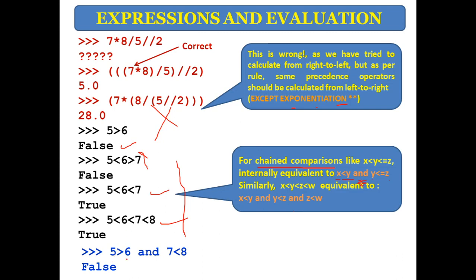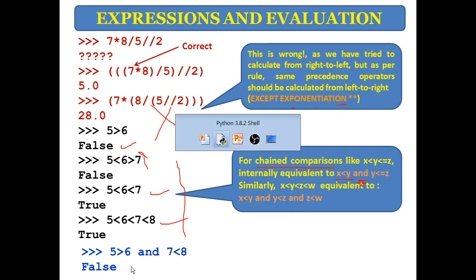Now check. This way it is calculated to true, false. 5 greater than 6. Sorry, here it is 5 less than 6; I have used 5 greater than 6. That is why it is giving the correct result: 5 greater than 6 and 7 less than 8. If I give 5 less than 6, then it will be true, because true and true is true. False and false is false. False and true is false.